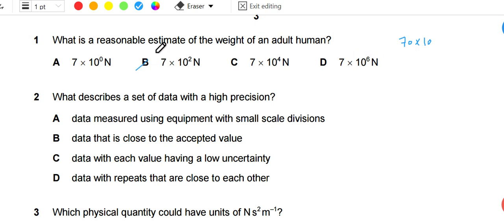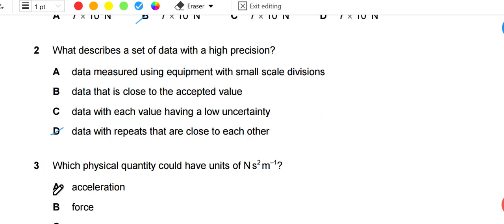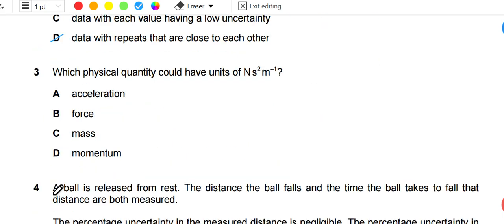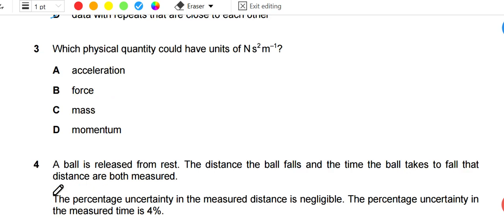So what describes sets of data with high precision is data repeats that are close to each other. Which physical quantity could have the unit of Newton second to the power 2 meter minus 1? It is clear that this is the inverse of the acceleration unit, so it is force divided by acceleration. This is mass.